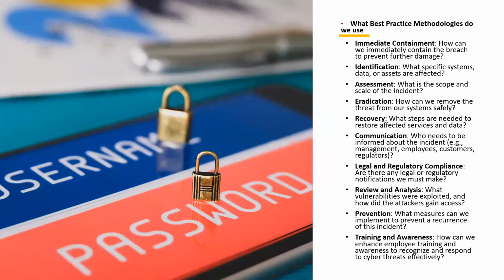Okay, so today, what are we going to think about when we come upon these scenarios? These are best practice methodologies we're going to be using in our minds first. Containment, identification, assessment, eradication, recovery, communication, legal and regulatory compliance, review and analysis of what happened, prevention, and then ultimately training and awareness. So hidden in some of these things are going to be the answers to what we're going to do when these scenarios occur. So we'll look at these for a little bit longer because they're the answers. Containment, identification, assessment, eradication, recovery, communication, legal and regulatory compliance, review and analysis, prevention, and training and awareness.